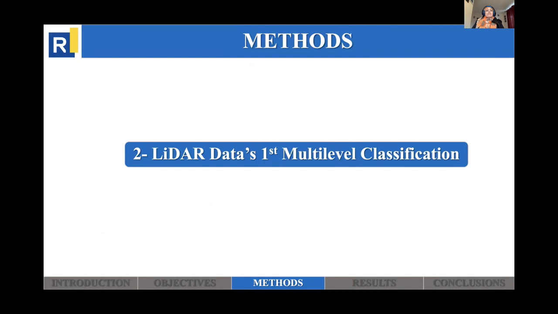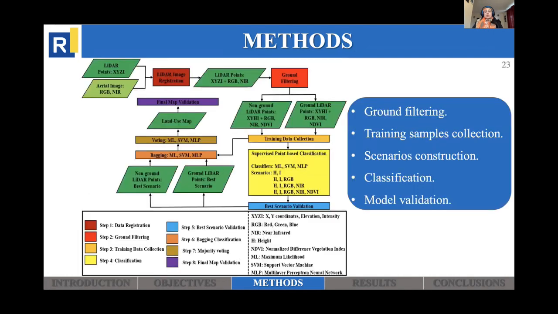So regarding the first multi-level classification, this flow chart illustrates the steps that were followed in order to achieve it. So basically, it depends on ground filtering. First of all, this is the first step, training data collection, then constructing the classification scenarios, then doing the classification itself, or running the classification models, then validating the classification models.